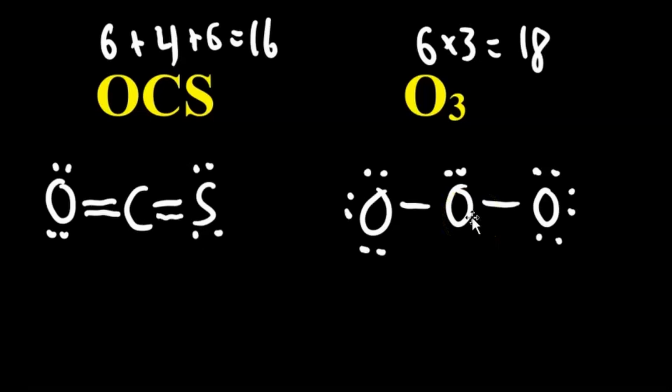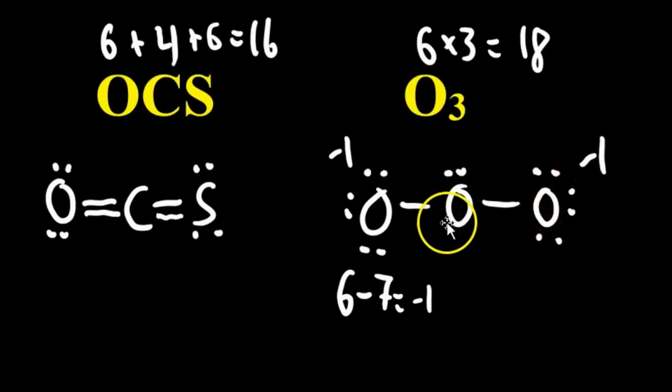Okay, now step 3, we need to determine the charge. Charge equals the expected minus the owned. And we expect oxygen to have 6 electrons. It owns 1, 2, 3, 4, 5, 6, plus 1 in the bond, 7. So its charge is -1. That's these two outer ones.